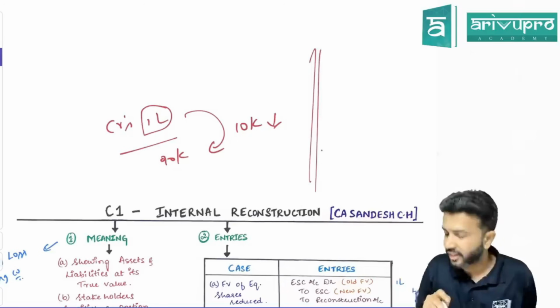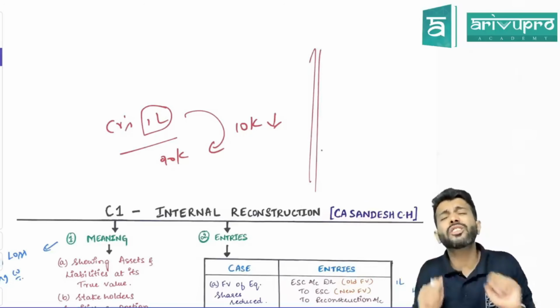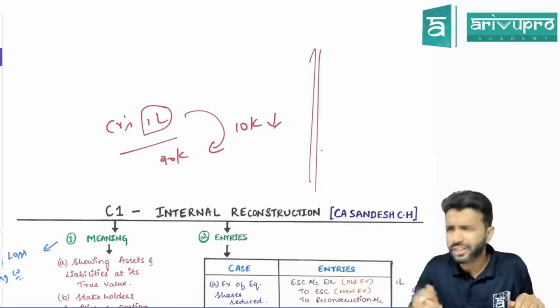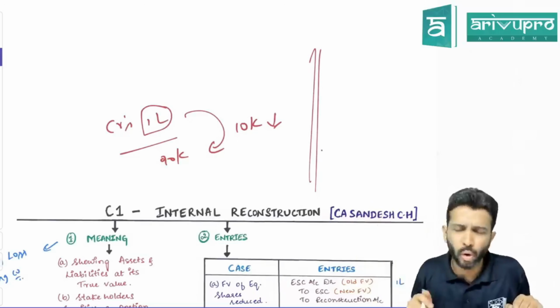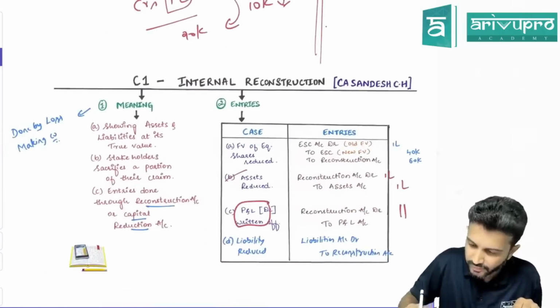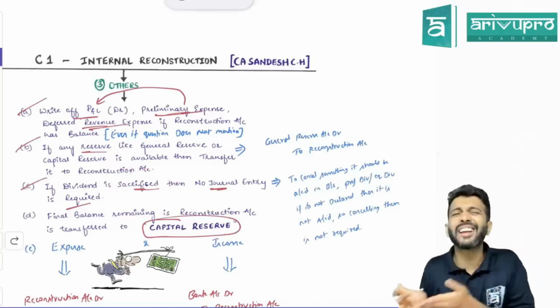Sir, dividend. It's what sort of company? Profit making company or loss making company? Loss making company. Will they declare dividend? No. That means, is this dividend there in the company's balance sheet, sir? Is this particular dividend there in the company's balance sheet?